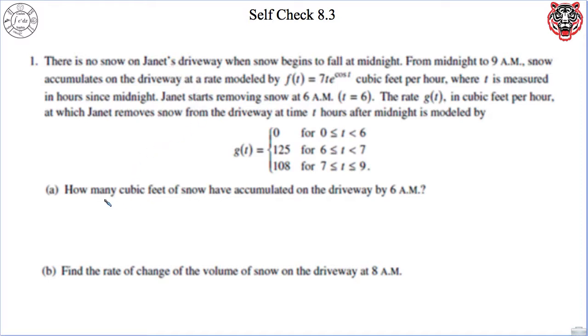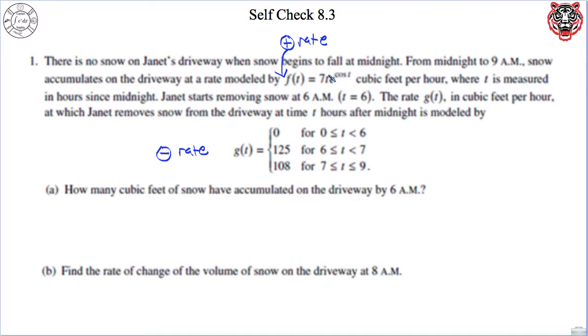So we're talking about how many cubic feet have accumulated. So we're not talking about the negative and positive rate because it's accumulating with this positive rate here. This is the positive rate right down here, and this is all of the negative rate. And depending on the interval that we're talking about, the negative rate will change. So accumulation, we're just talking about this function right here.